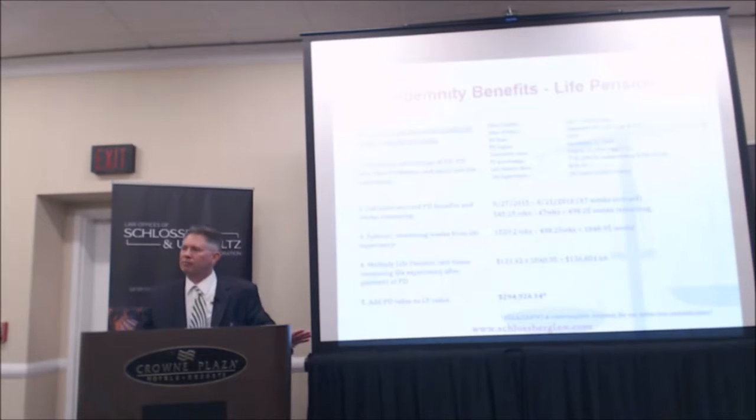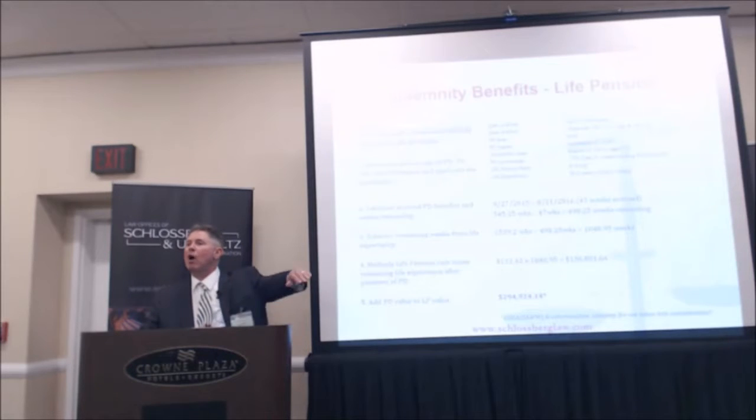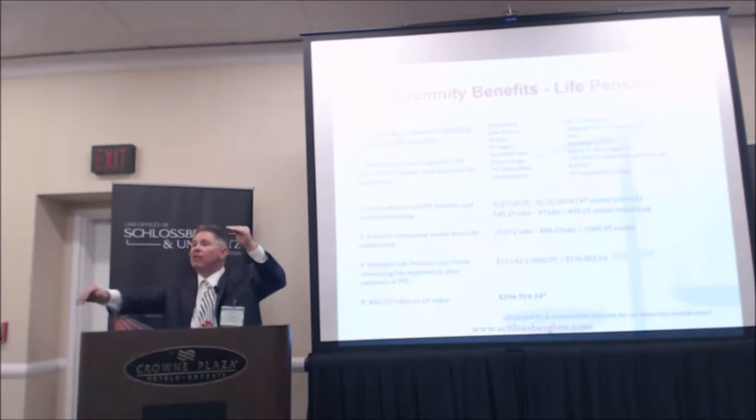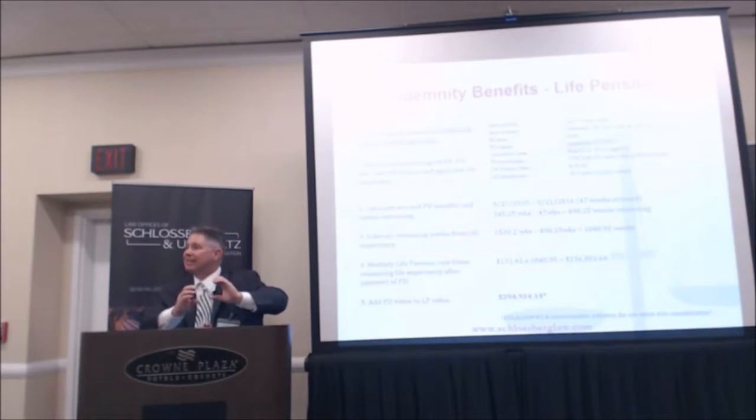Here's the math part. When you are calculating the value of a permanent disability with life pension, you need to figure out when that PD start date is, and then add up your benefits all the way through the P&S date and subtract those weeks of permanent disability from your rating weeks. Is that clear?